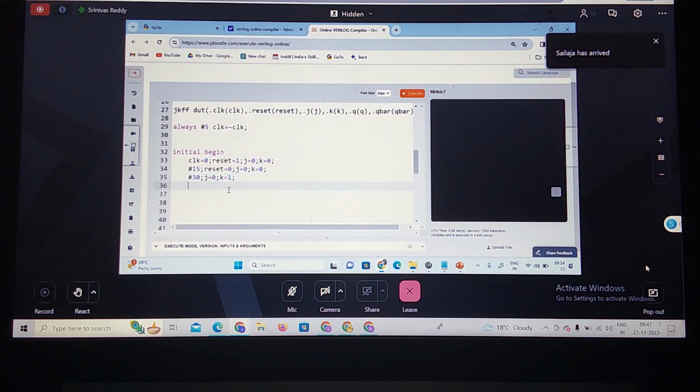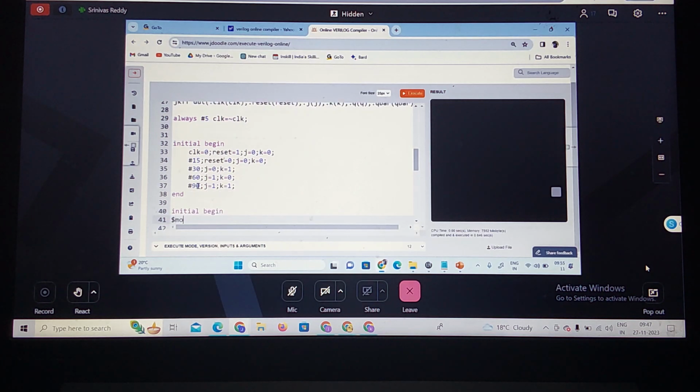Let us at 30, what can I write? J is equal to 1, K is equal to 0. Now let us make at 90, both 1. Okay. Now I'm going to end this. Now one more initial begin.